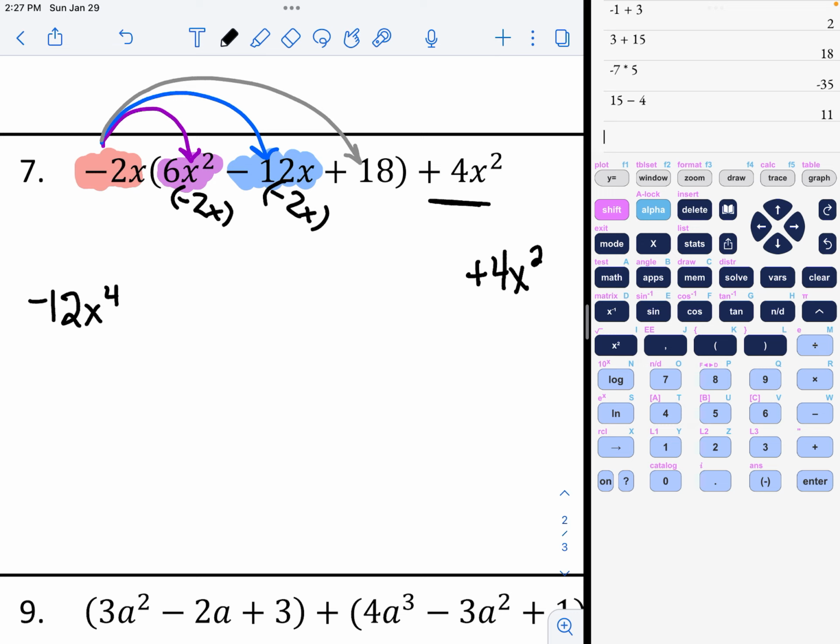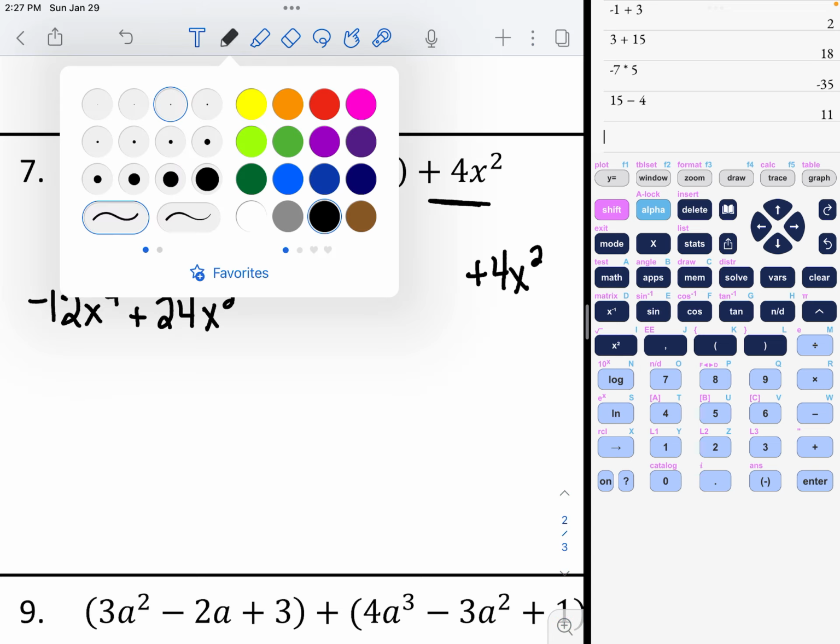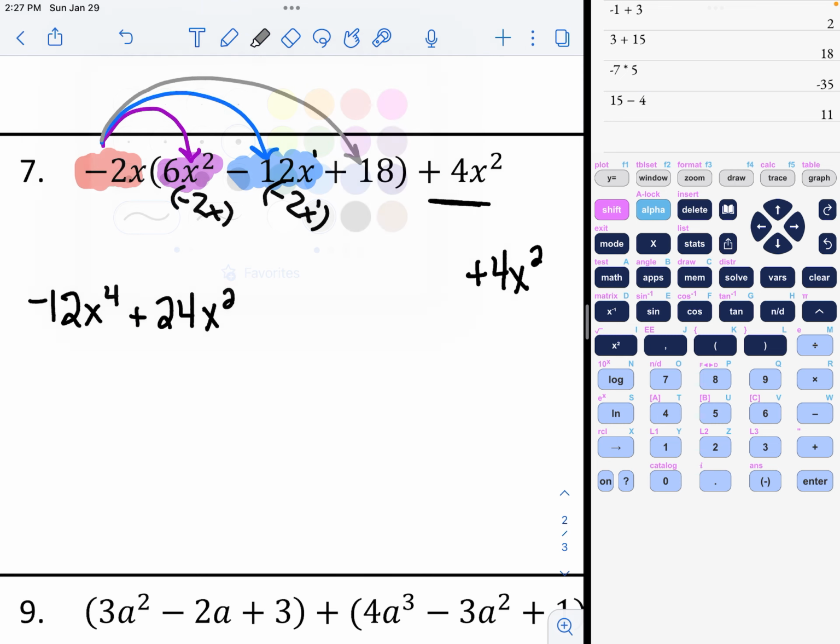Well, negative times a negative is a positive. 12 times 2 is 24. And that x has a 1 and that x has a 1, which means x squared. I like that. And now I'm going to take in gray. I'm going to have to multiply that gray by negative 2x. So a positive times a negative is a negative. 18 times 2 is 36. And I have an x, not an x squared this time. And then remember we said that plus 4x squared is just going to kind of chill.